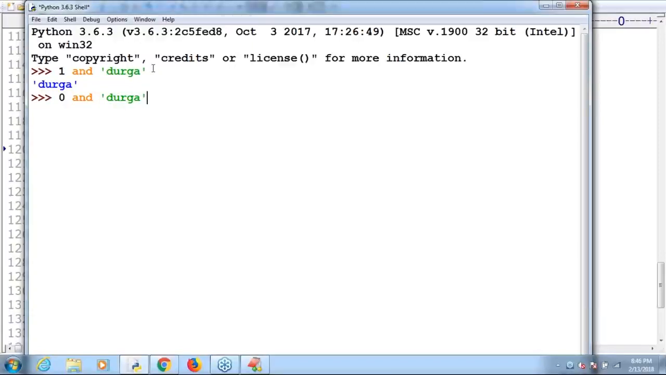If the first one is false, do you know? If the first one evaluates to false, return the first one only. Then what is the output, sir? Please respond. Don't get confused. What is the output we are going to get? Sir, 0 is the answer.